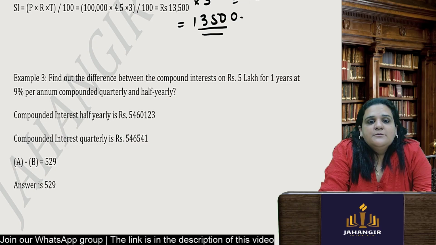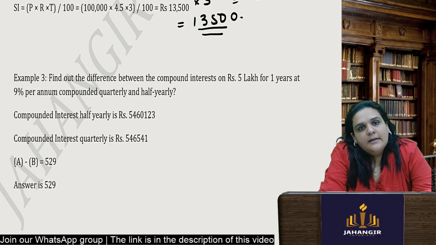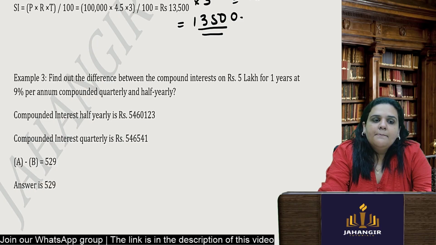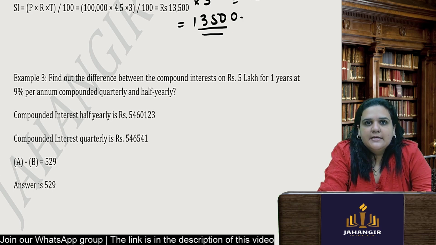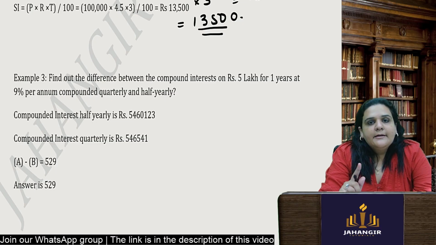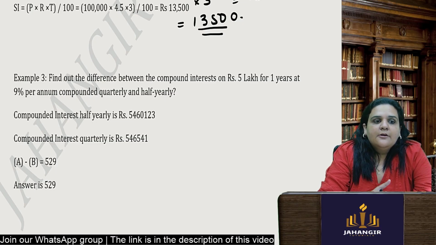Find out the difference between compound interest on 5 lakhs for 1 year at 9% per annum, compounded quarterly and compounded half yearly. Two different things. One, it is getting compounded every quarter. Every quarter that interest amount is getting added back, and then again interest is getting calculated. And one is half yearly. Okay, the time period is 1 year and rate of interest is 9%.